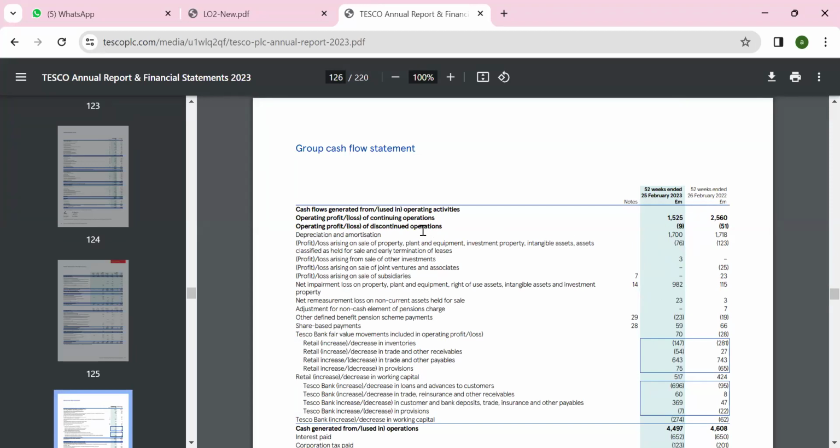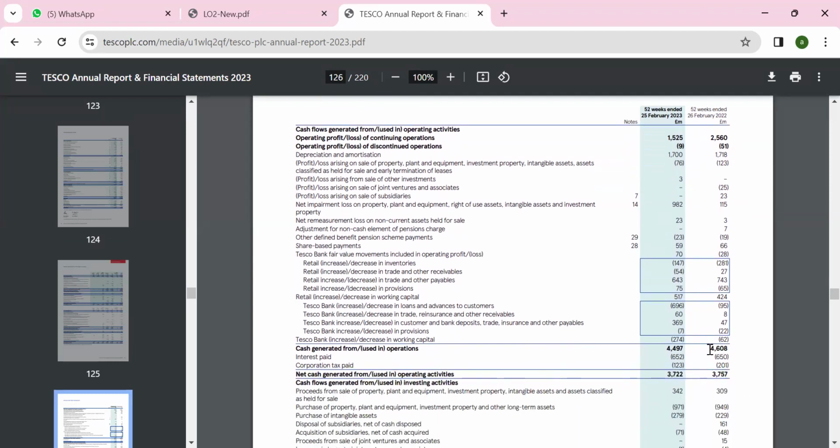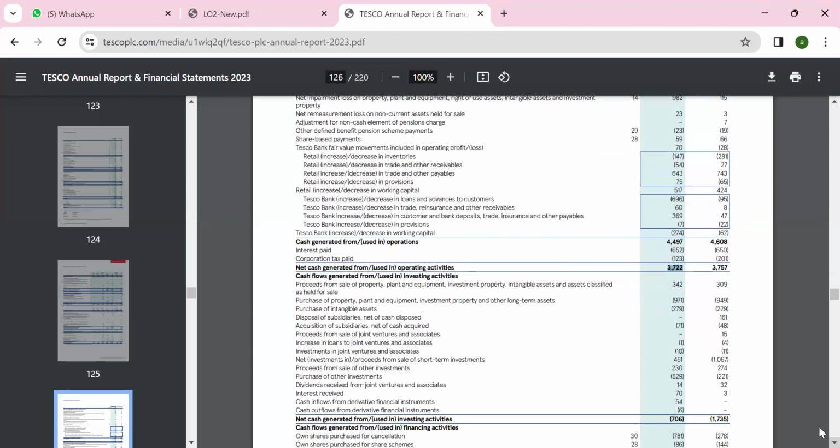If you look under operating activities, you will see the cash generated from operations in 2022 and 2023. That was 4608, and in 2023 4498. And if you look at the net cash flow, 3757 and 3722. So cash flow has dropped by a good million. Take the difference between the two numbers, and that can be the interpretation. This can be a huge impact.